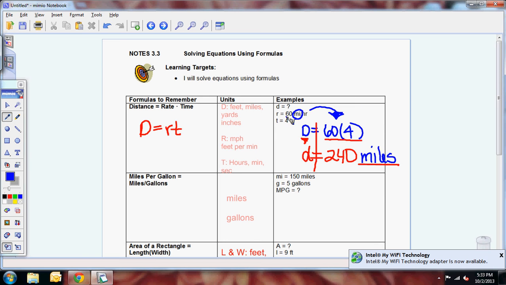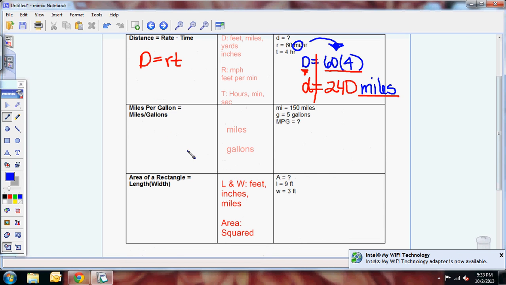Alright? So if you're traveling at 60 miles per hour for 4 hours, that means you can go 240 miles. Alright, so that's the first formula. Our second formula is the miles per gallon, and it's a little bit more simple than that. If you want to simplify it, you can write it MPG for miles per gallon equals miles divided by gallons.